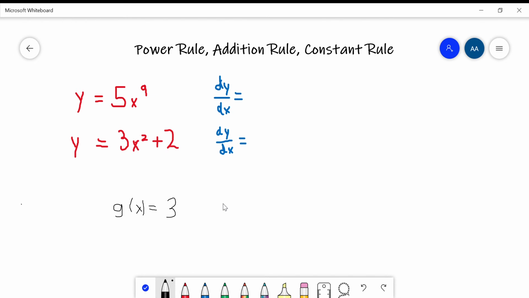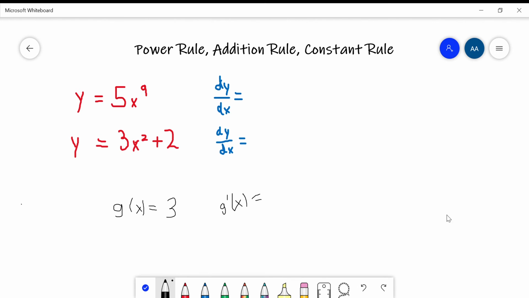What's g prime? g prime is also the other way of denoting it. This is more of a standard notation. This right here, where you put the little apostrophe, you say g prime of x, that's called Leibniz notation. I personally prefer it since I'm lazy. And so g prime of x, what would it be? What's the derivative of g of x?